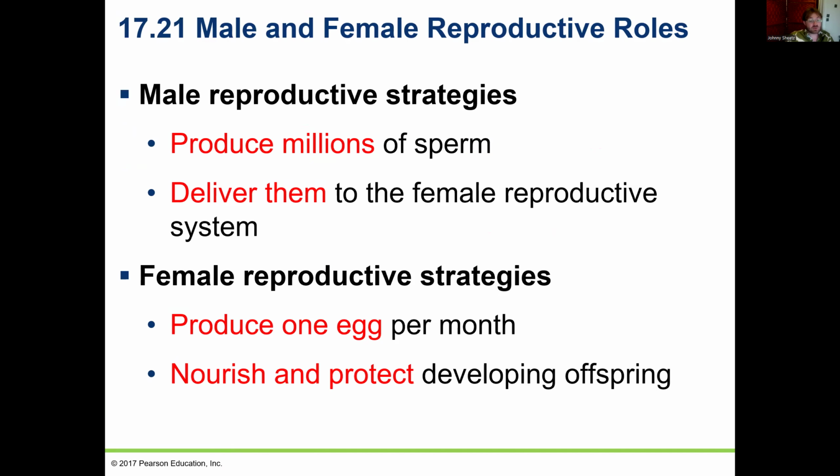Now, male reproductive strategies are to produce a large amount of sperm, invest very few calories in reproduction, and then deliver them to the female reproductive system. Female reproductive strategies are significantly more expensive because, one, the egg is larger, and so they are only produced once a month.